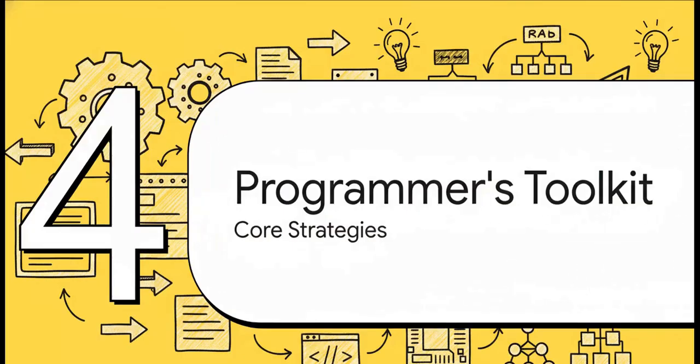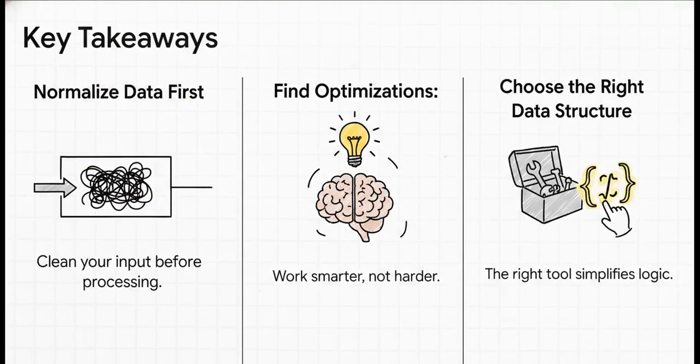So, after tackling those 3 challenges, what have we actually learned? Well, it turns out we've just uncovered some incredibly powerful, fundamental strategies that you can use to solve all sorts of programming problems. Let's add them to our toolkit. Okay, here are the 3 big takeaways. Number 1, always normalize your data first. Cleaning up your input, like we did with .lower, makes everything that comes after so much easier.